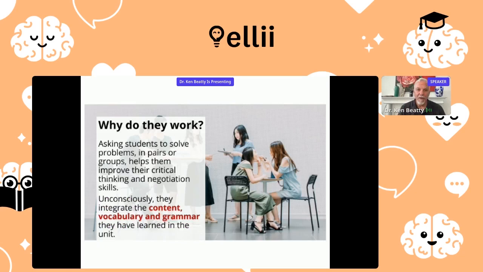Asking students to solve problems in pairs or groups helps them with critical thinking and creative thinking, and also negotiation skills, talking to each other. They integrate all the things that you're teaching. If it's on the topic that you're talking about, they'll deal with the content, they'll deal with the vocabulary, they'll deal with the grammar all together there.